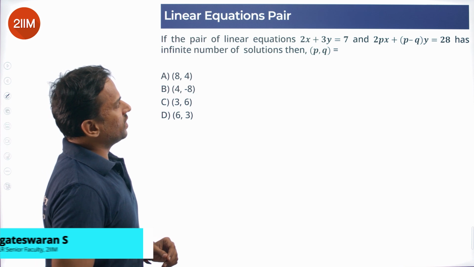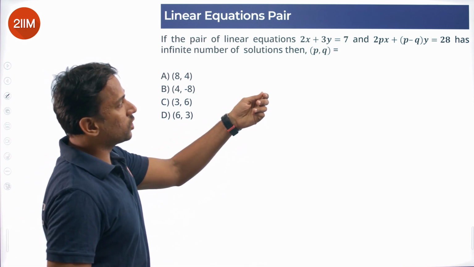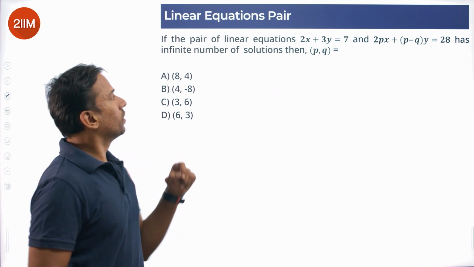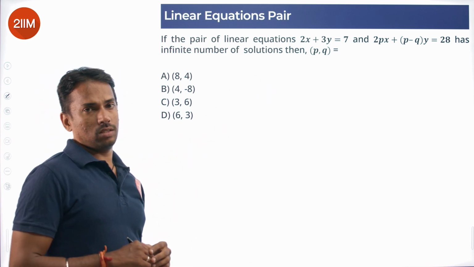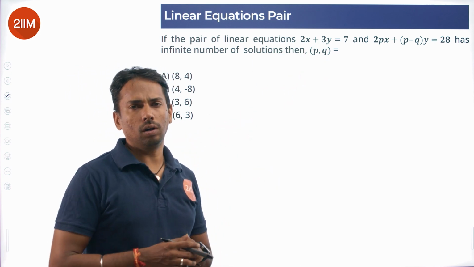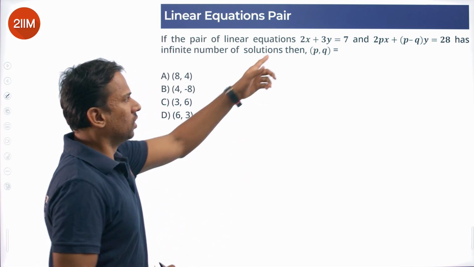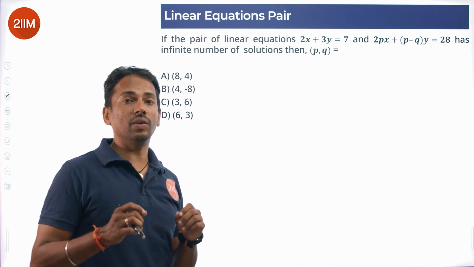If the pair of linear equations 2x + 3y = 7 and 2px + (p - q)y = 28 has an infinite number of solutions, then the ordered pair (p, q) is equal to what? So we have to solve and get the values of p and q. We have a condition: these two linear equations have infinitely many solutions.